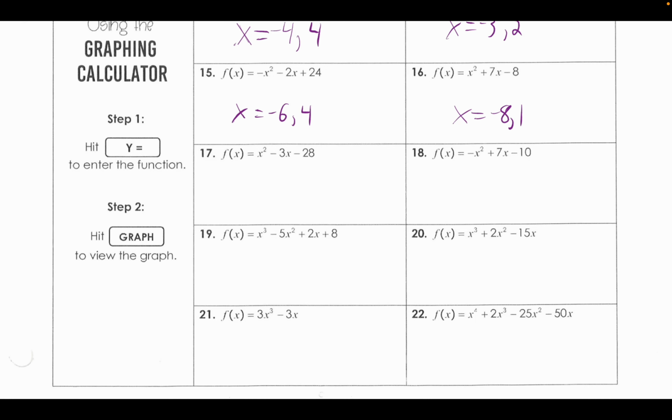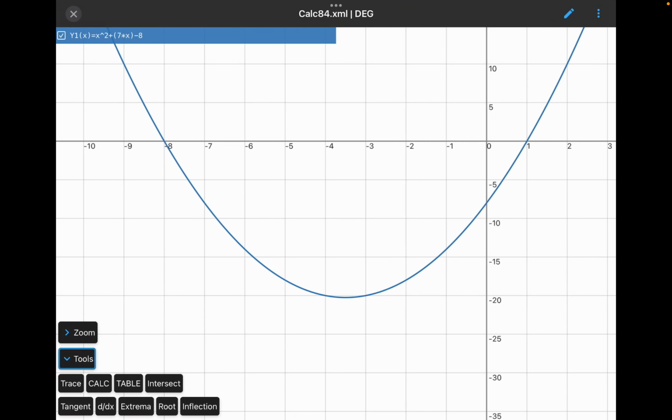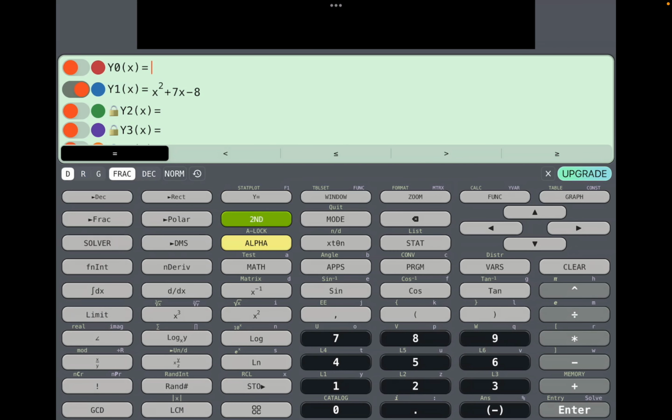Now I'm going to type my next two into the graph, 17 and 18. So I'm going to go back to y equals and type this in. On 17, it is x squared minus 3x minus 28. And on the second one, number 18, it would be -x squared. The negative is listed at the bottom in the parentheses. That's important to note. Plus 7x minus 10.